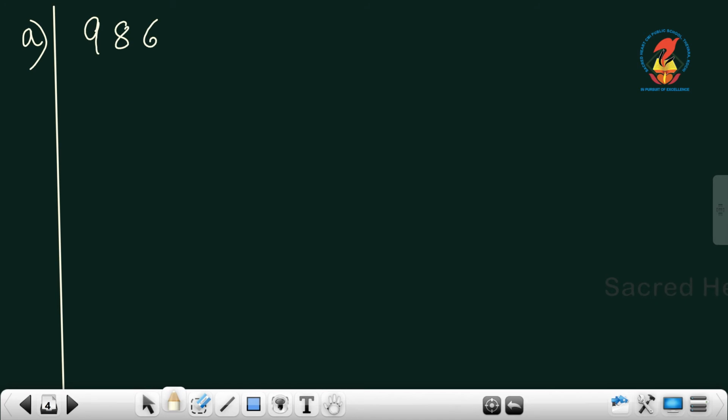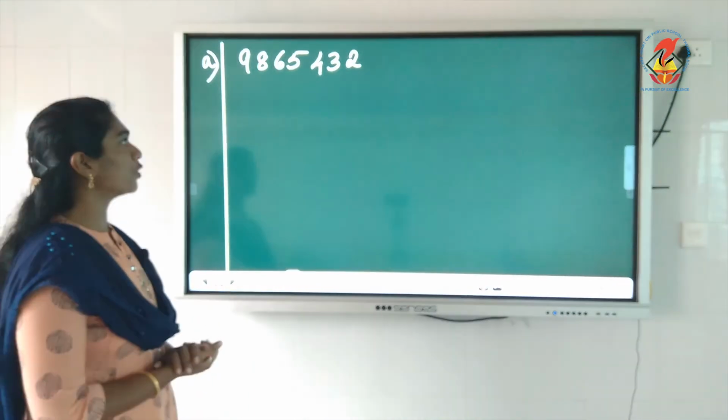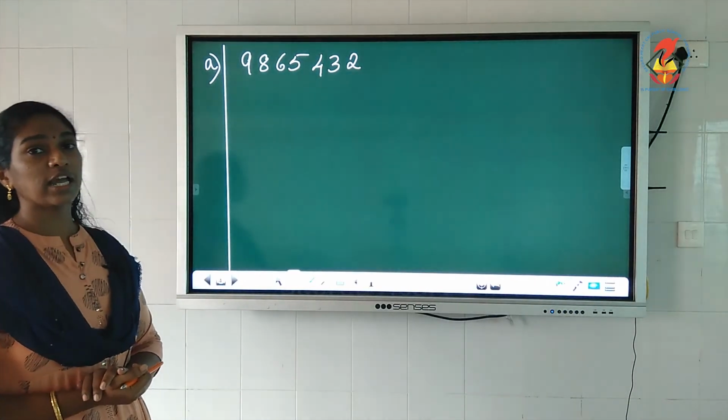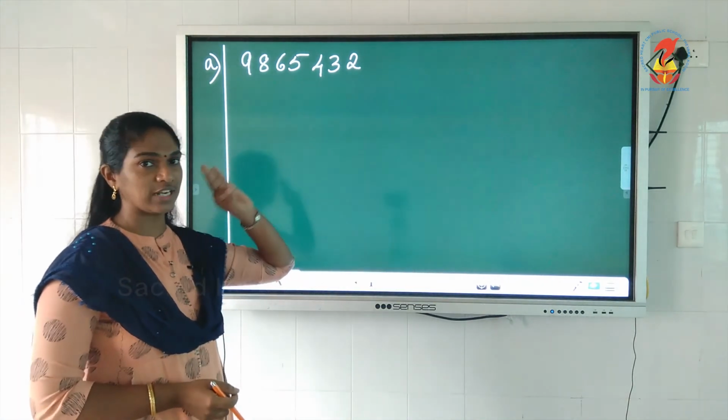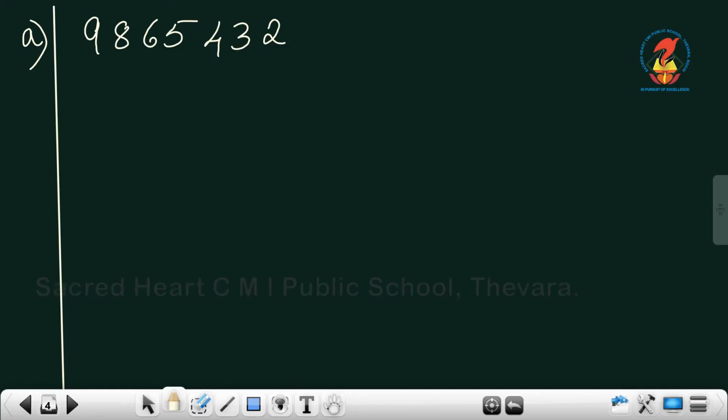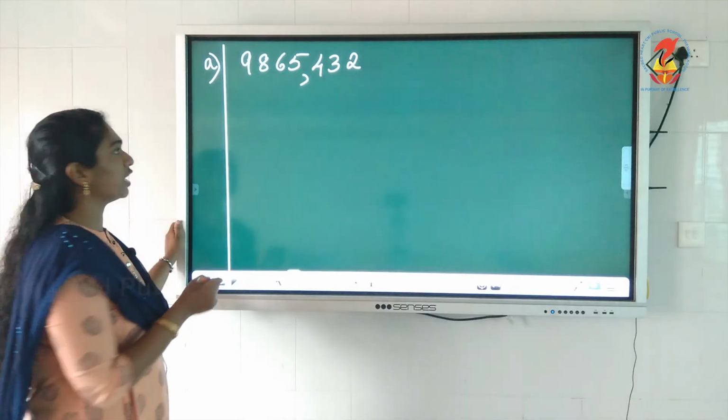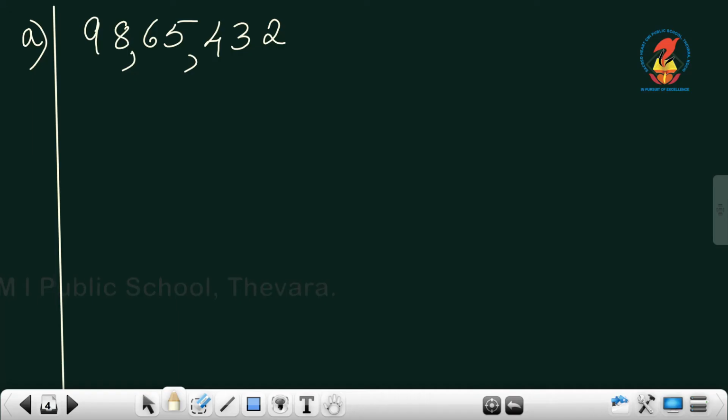9, 8, 6, 5, 4, 3, 2. The number will be given to you like this. So how do you write, how do you put the comma according to the Indian system? I have told you, first you have the ones period is having 3 places, 1, 2, 3, comma. Then comes the thousands period, thousand period has 2 places, comma. Then you have the lakhs period.